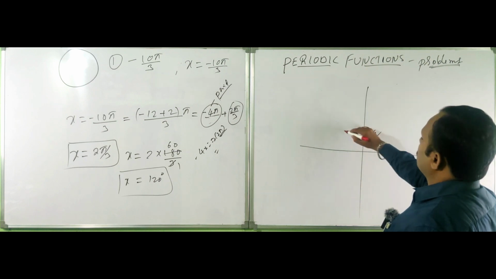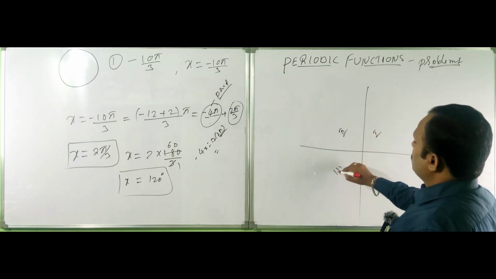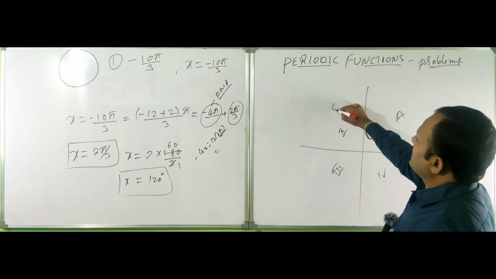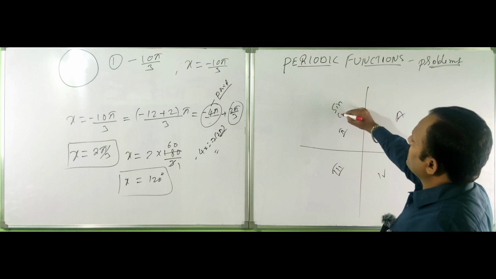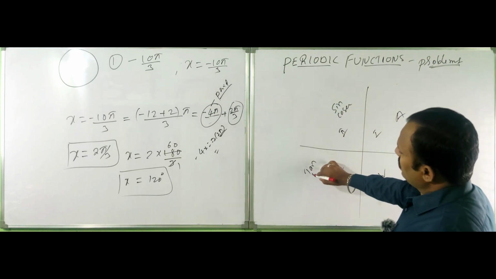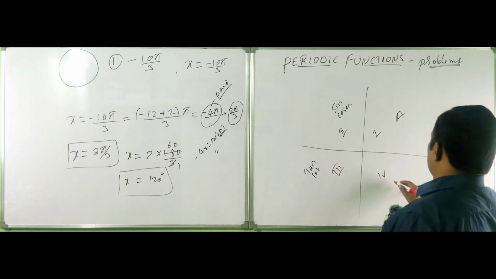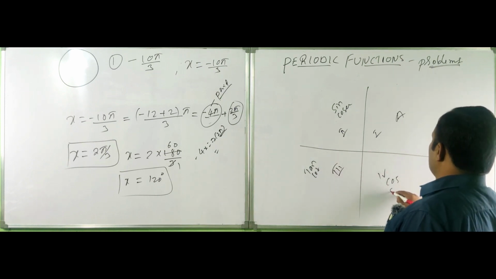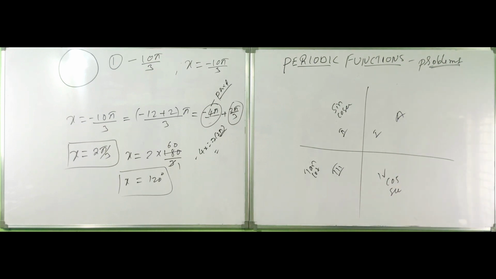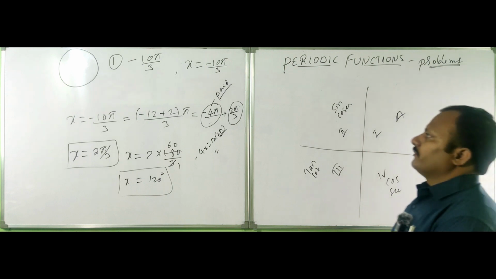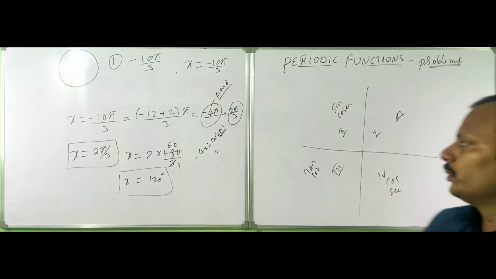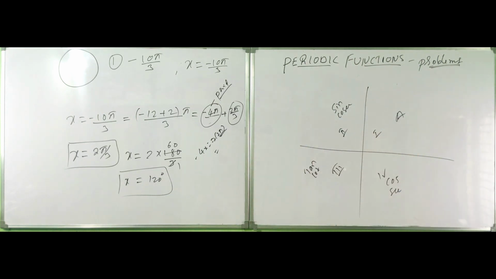The quadrants are the first, second, third and fourth. In the first, all are positive. In the second, only sine and cosec are positive. In the third, only tan and cotangent are positive. In the fourth, only cos and sec are positive. Which of the six trigonometric functions have positive values in this quadrant?